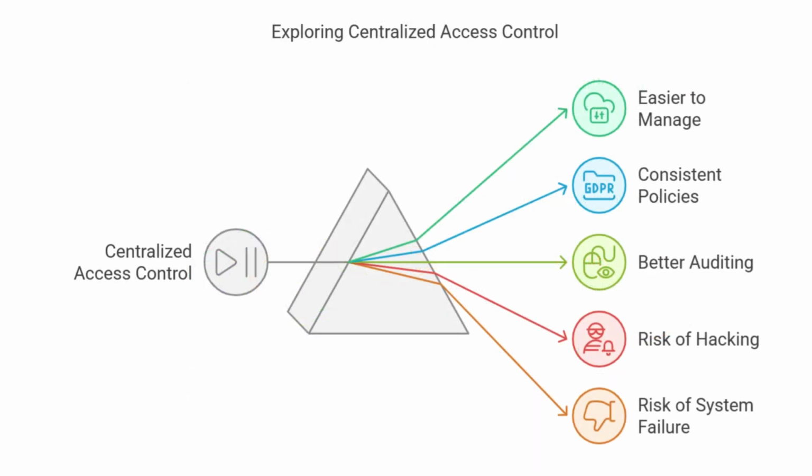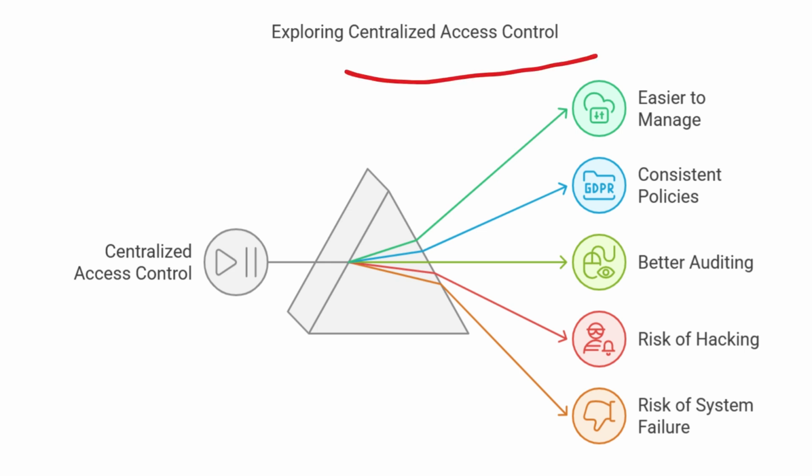Alright, let's talk about how organizations manage access control, because not all companies do it the same way. Imagine a company with hundreds of employees, multiple office locations, and cloud-based applications. How do they ensure the right people have access to the right systems? Well, there are two main approaches: centralized and distributed access control.